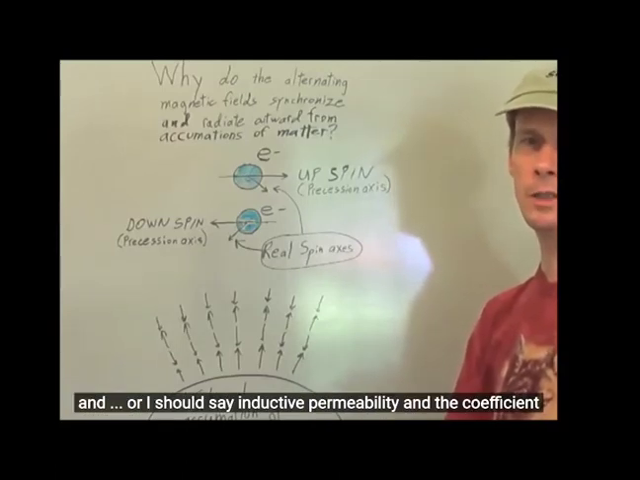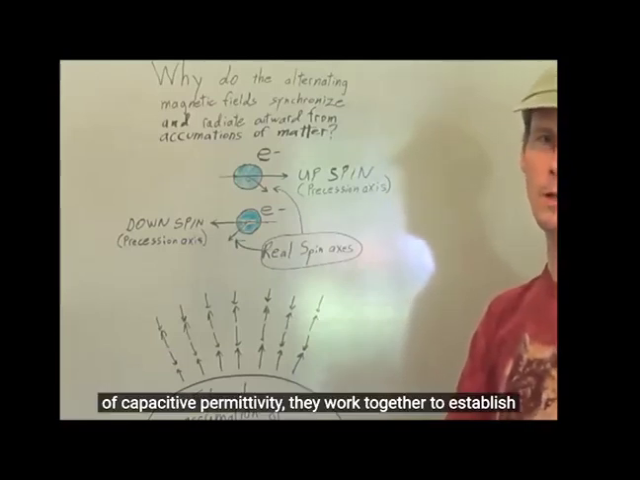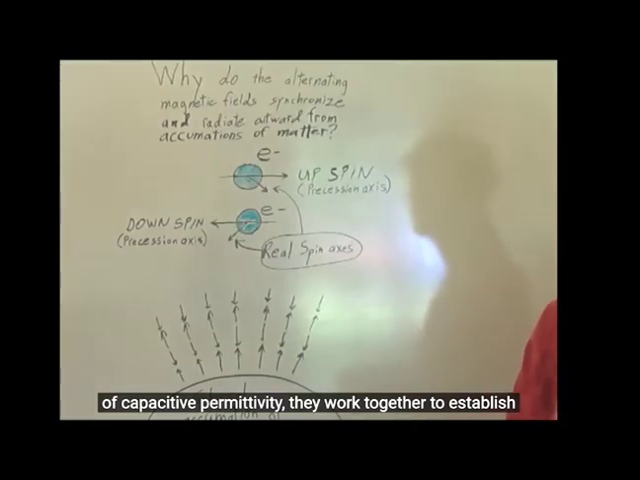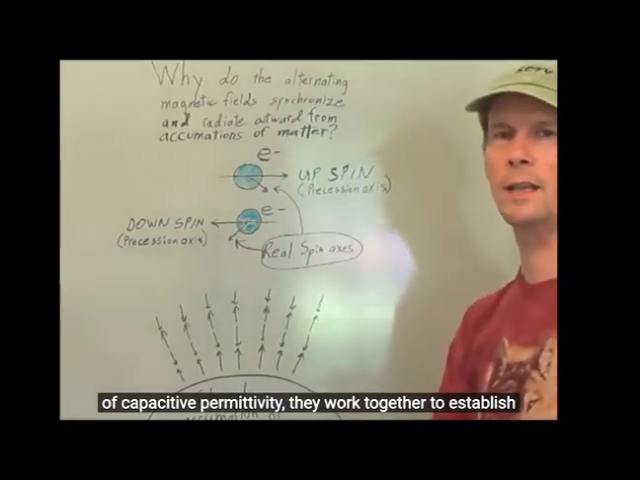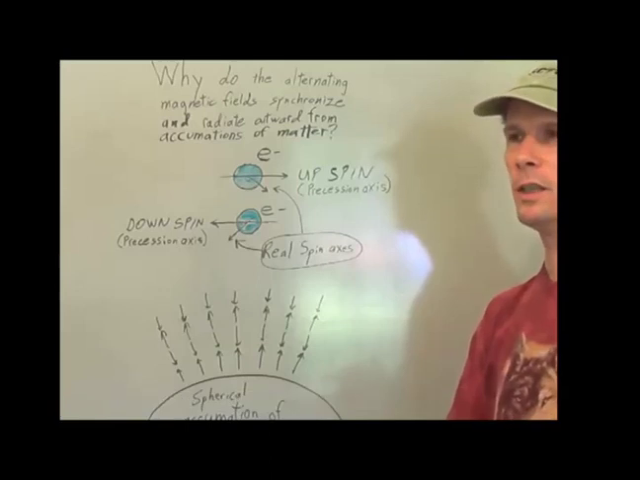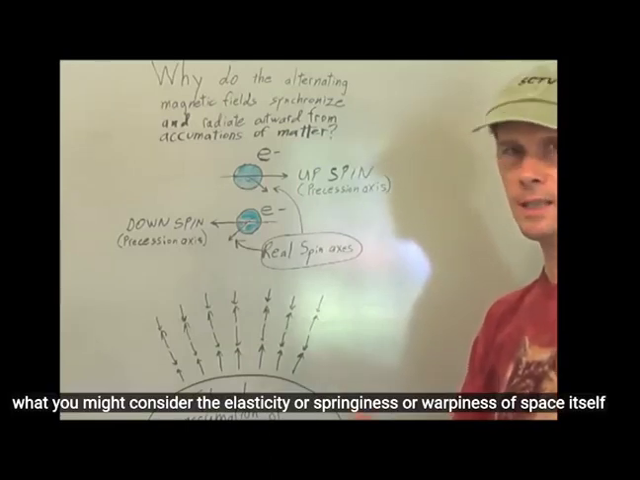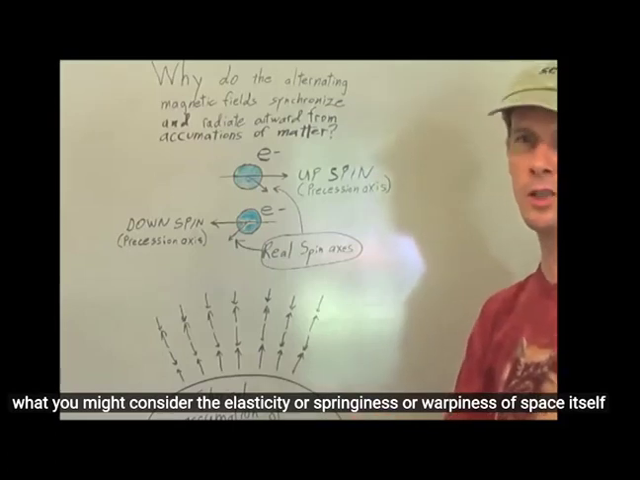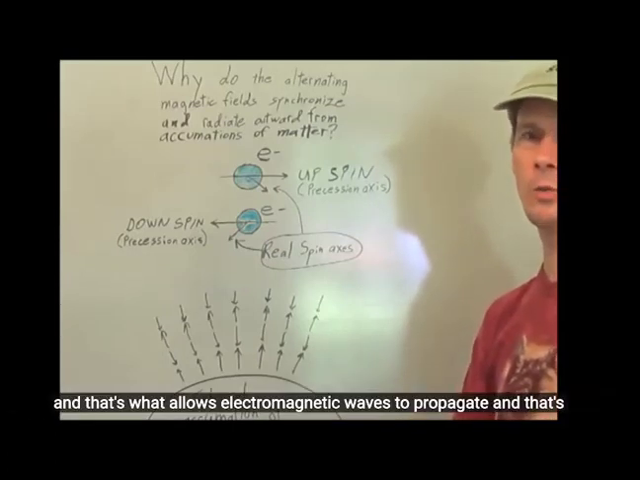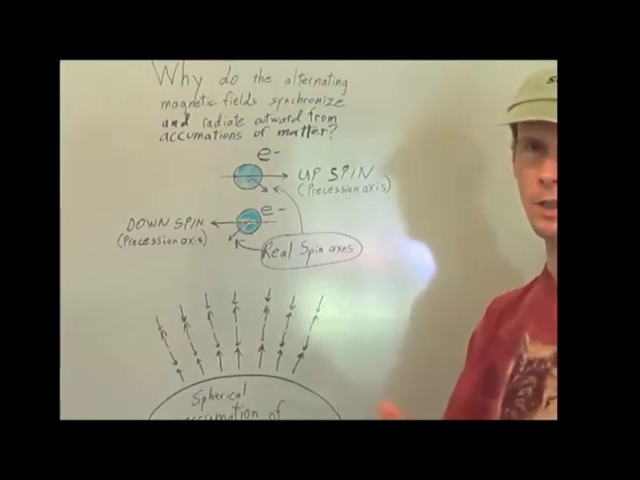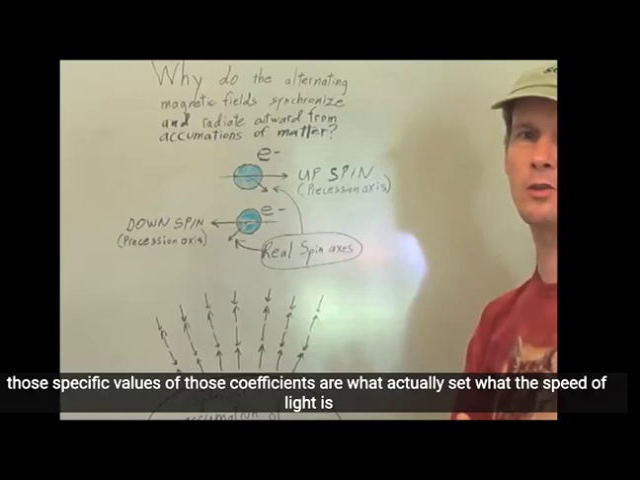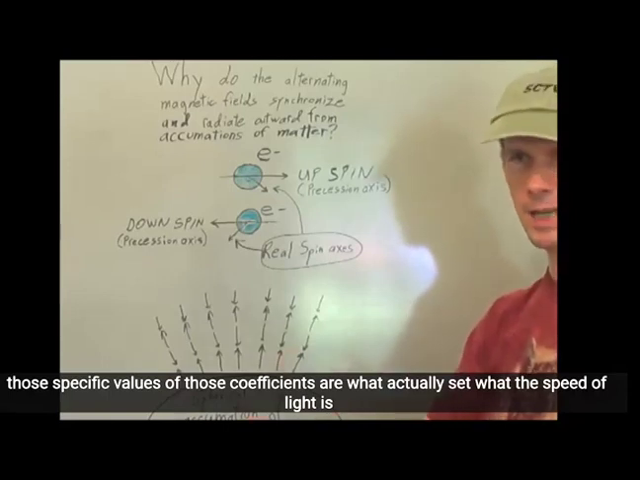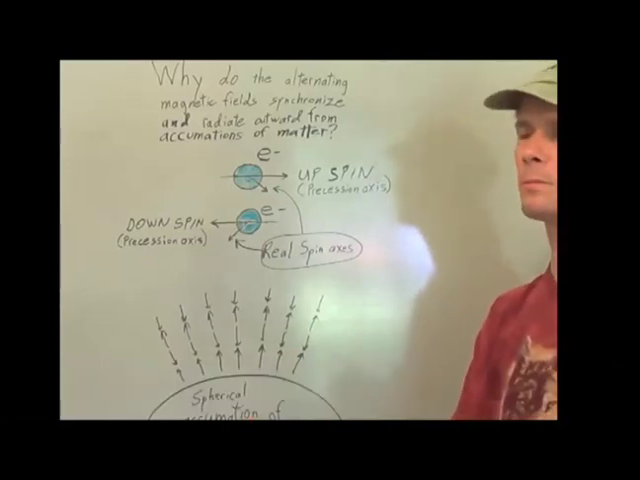The same characteristics of space itself that allow electromagnetic waves to propagate, specifically the coefficient of inductive permeability and the coefficient of capacitive permittivity, work together to establish what you might consider the elasticity or springiness or warpiness of space itself. And that's what allows electromagnetic waves to propagate, and those specific values of those coefficients are what actually set what the speed of light is.